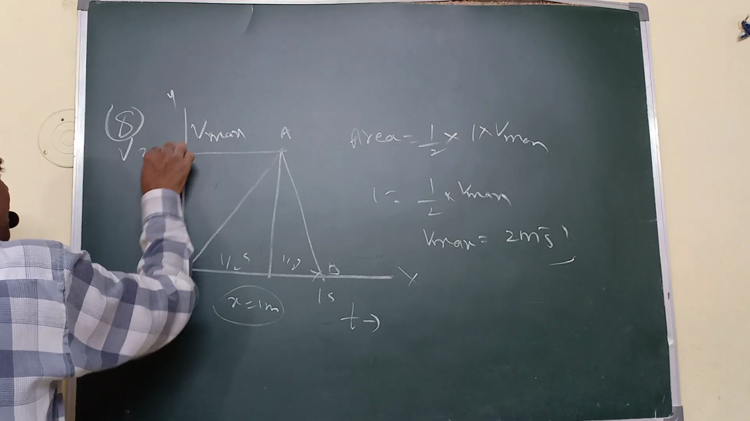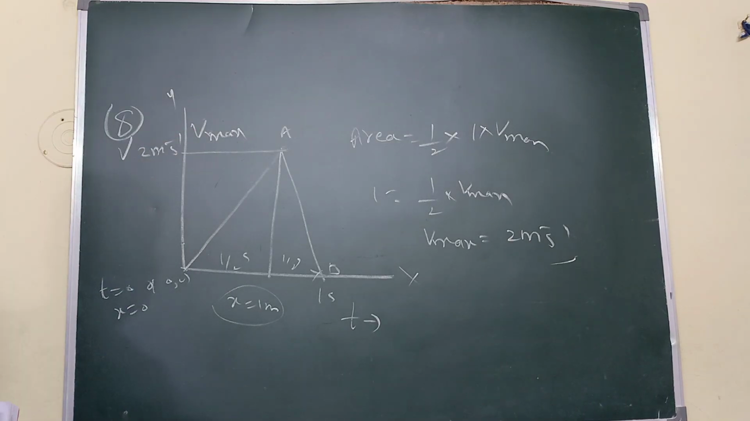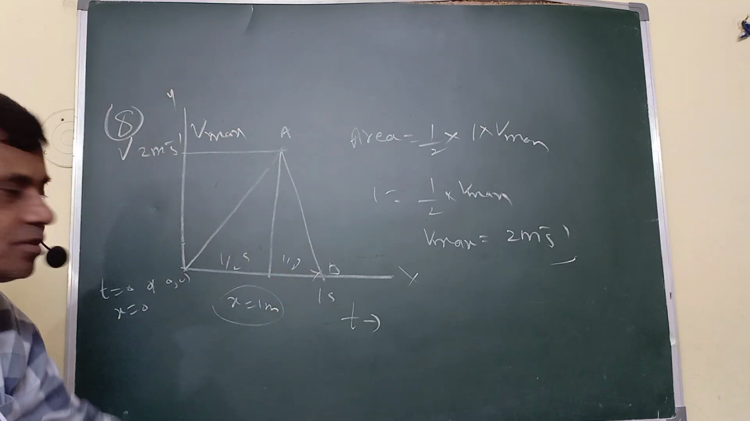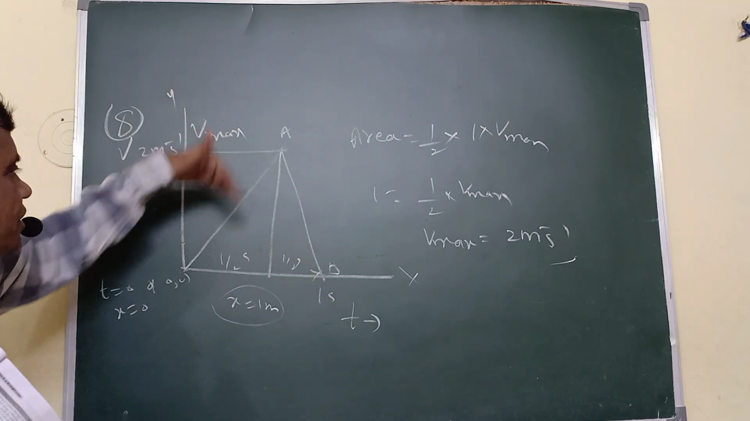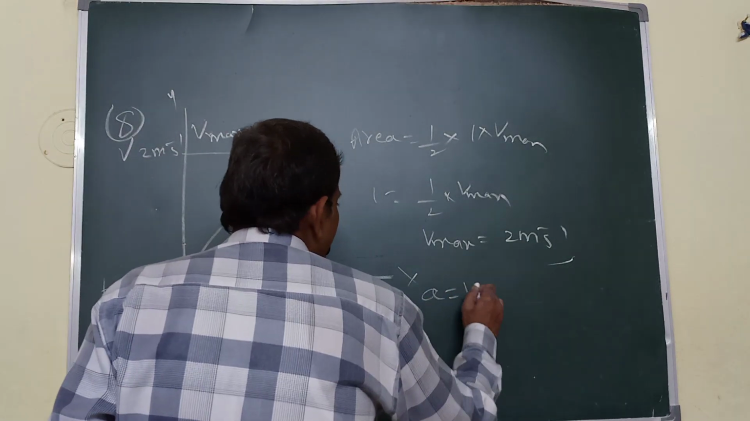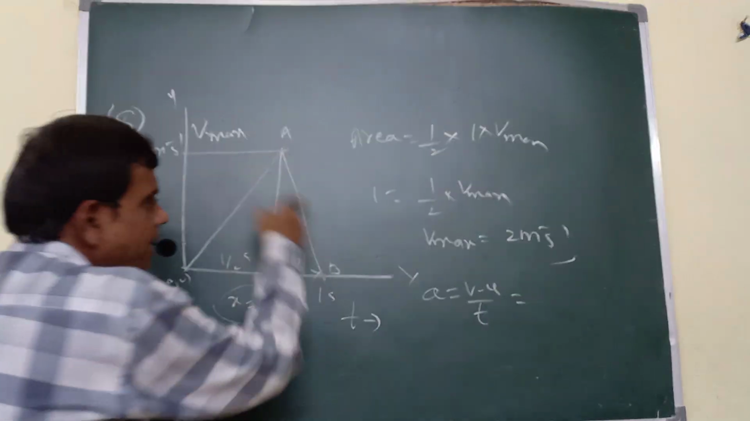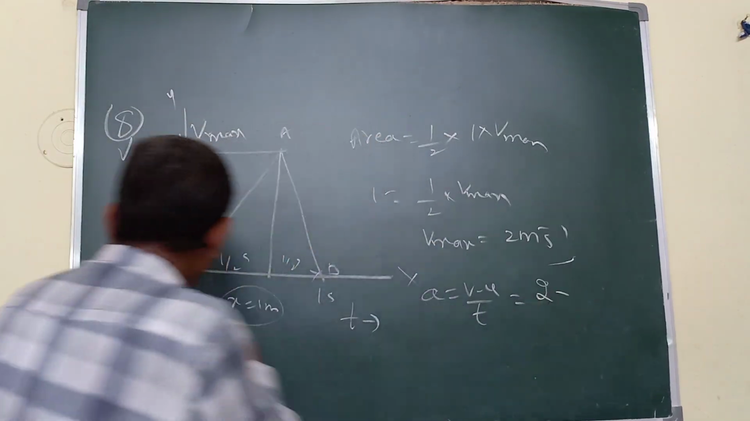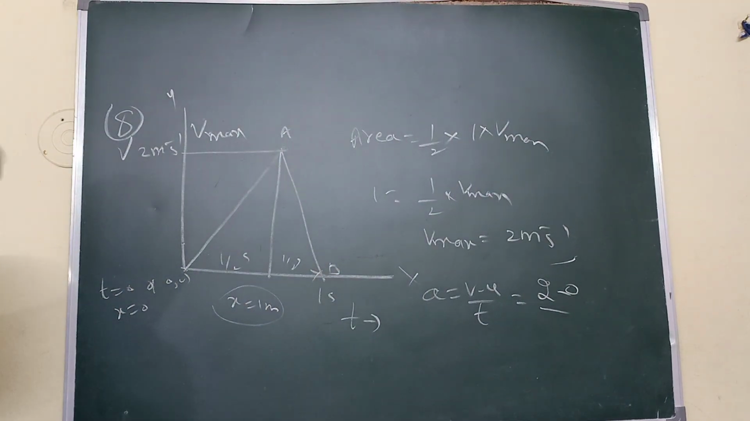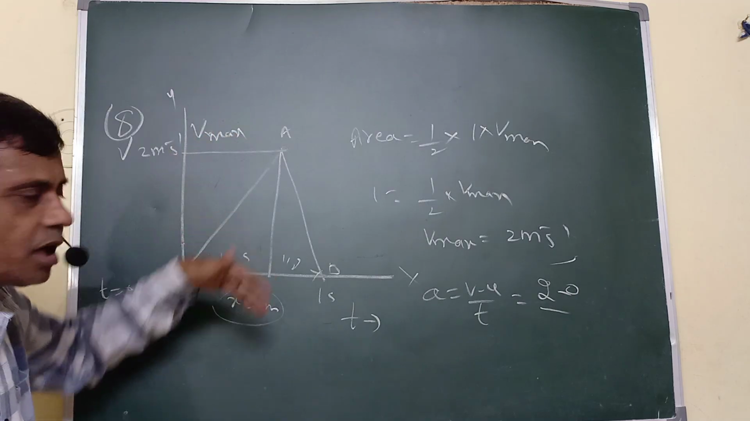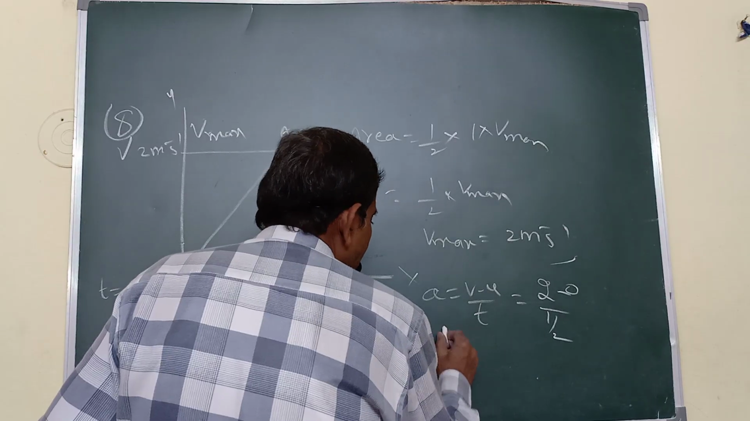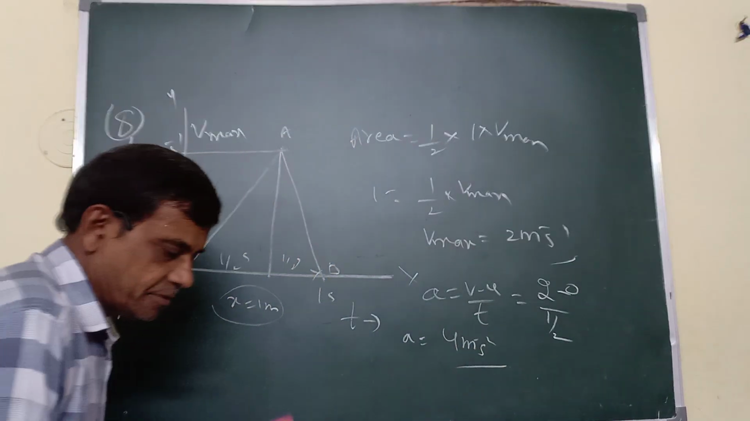So the maximum velocity is 2 meters per second. It goes from 0 to 2 meters per second, and then in the reverse direction it reaches 0. In this duration, what is the acceleration? The formula for acceleration is (v minus u) by t. Here v is V maximum, which is 2, and initially it starts from rest, so u is 0. The time is 1 by 2. So finally I get 4 meters per second squared.